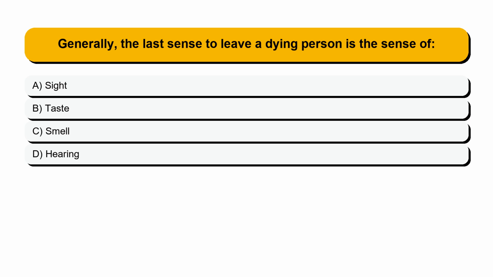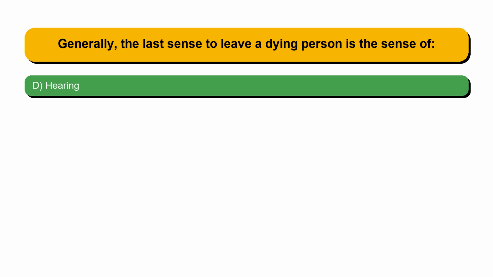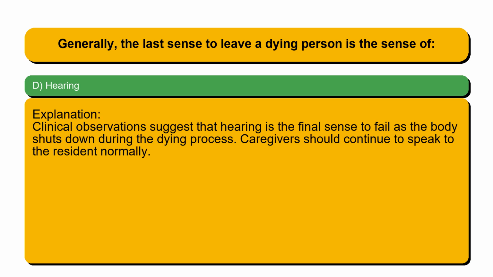Question 42. Generally, the last sense to leave a dying person is the sense of option A, sight. Option B, taste. Option C, smell. Option D, hearing. The correct answer is option D, hearing. Clinical observations suggest that hearing is the final sense to fail as the body shuts down during the dying process. Caregivers should continue to speak to the resident normally.